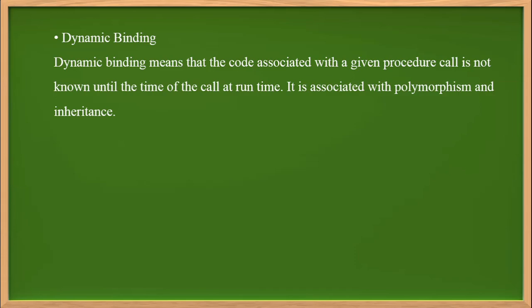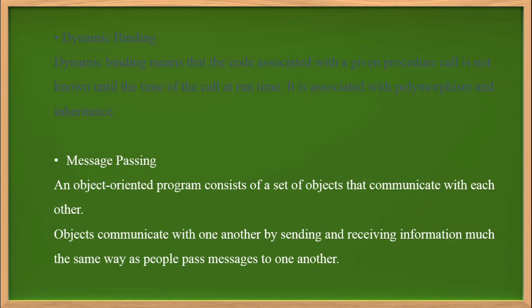In case of message passing, an object-oriented program consists of a set of objects that communicate with each other. Objects communicate with one another by sending and receiving information much the same way as people pass messages to one another. The concept of message passing makes it easier to talk about building systems that directly model or simulate their real-world counterparts.